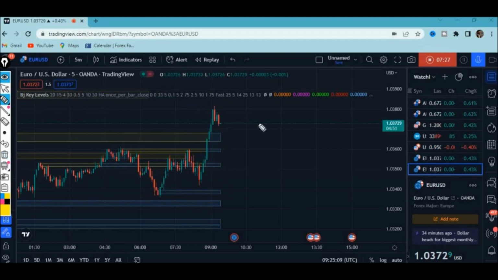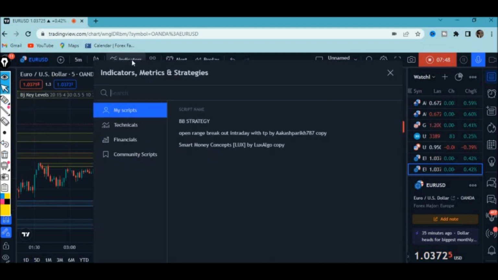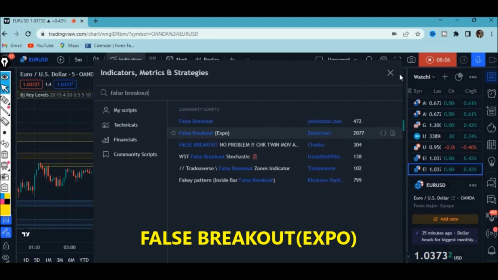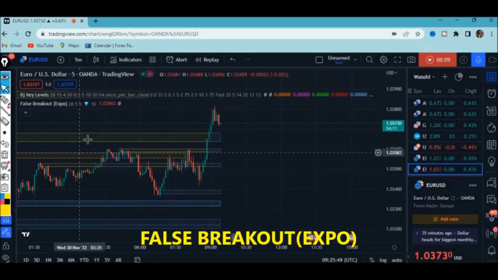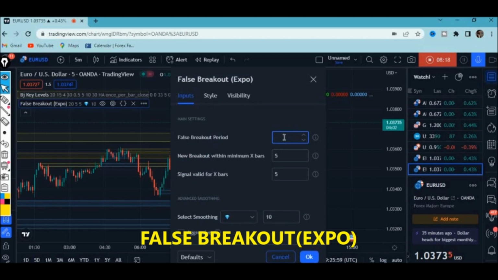Okay, so guys, how can you really go against the indicator? This is what I want you to keep in mind. Sometimes you find that the breakout is not valid and it is a false breakout. So what are you really going to do at this point? I'm going to add another great indicator. It's called False Breakout Expo by Isaiah Man. And as well, I'm going to make some changes right here. False breakout period, I want it to be 14. Then the rest is okay.